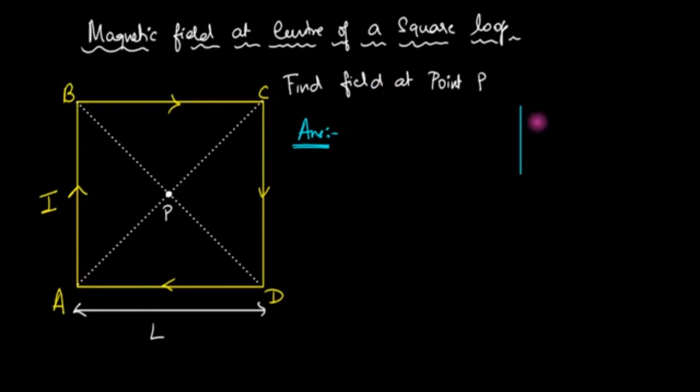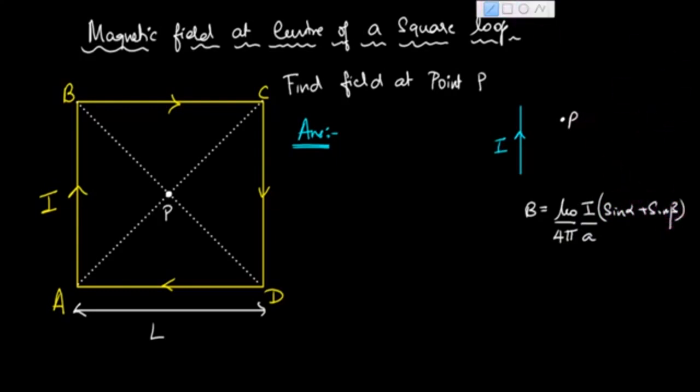That is, if you have a wire which carries current I, and you want to know what the magnetic field at any point P is, then that magnetic field in magnitude turns out to be mu naught by 4 pi I divided by A times sine alpha plus sine beta. And alpha and beta are, no, they're not points, they are the angles obtained by these two extreme rays with respect to the center.